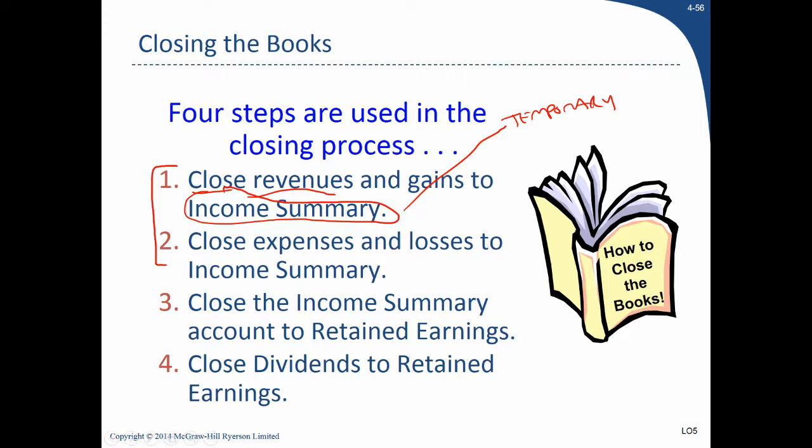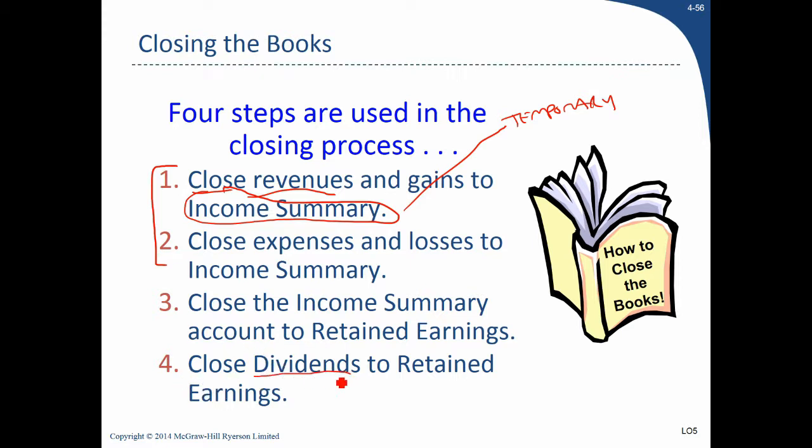Then we take this middle bucket, the income summary, and we close it to retained earnings. Remember how I said net income or net earnings are just part of shareholders' equity because they form part of retained earnings? This is the mechanics by which they actually get closed to shareholders' equity. So we close the income summary. To close the income summary, if it has a net debit balance, we have to credit it. If it has a net credit balance, we have to debit it. And then we close dividends.